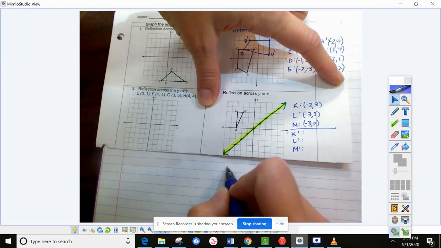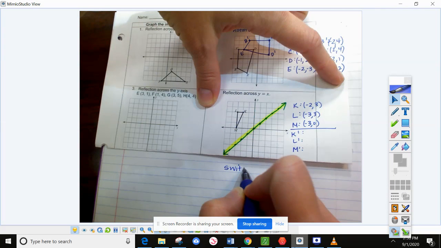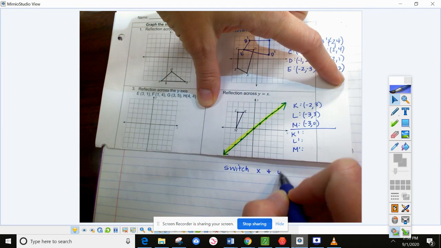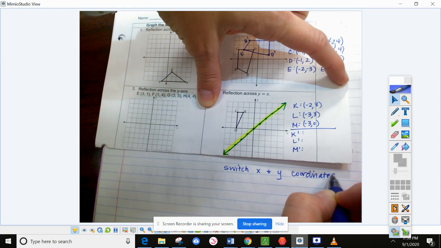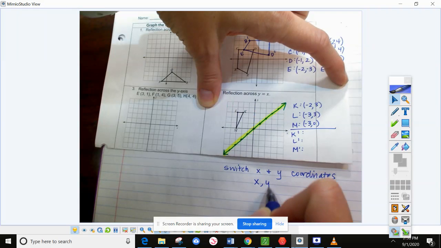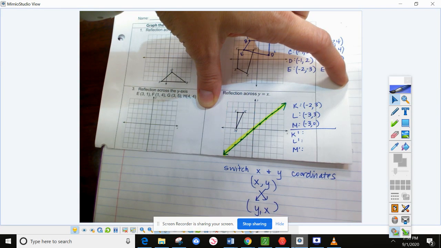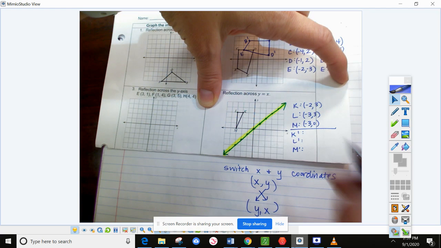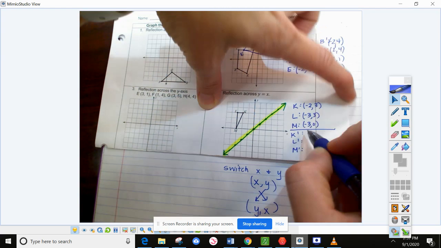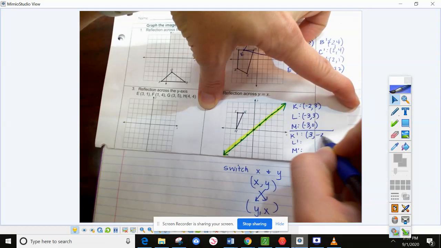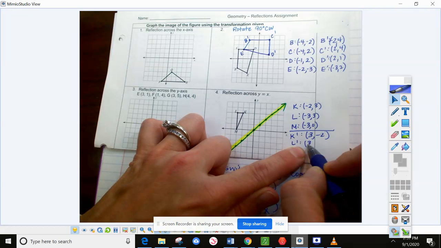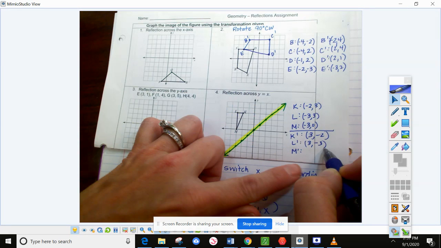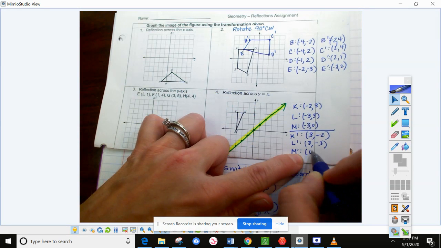So we're going to switch x and y coordinates. We're not changing signs, we're just swapping their spots. So whatever's x and y is going to switch spots just like so. Okay? So 2, 3 for K becomes 3, negative 2. L becomes 3, negative 3. And M prime will be 0, negative 3.